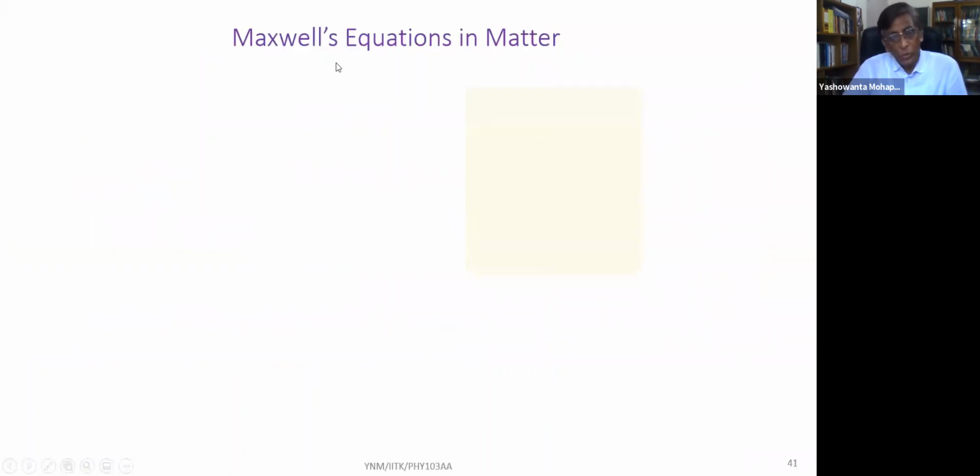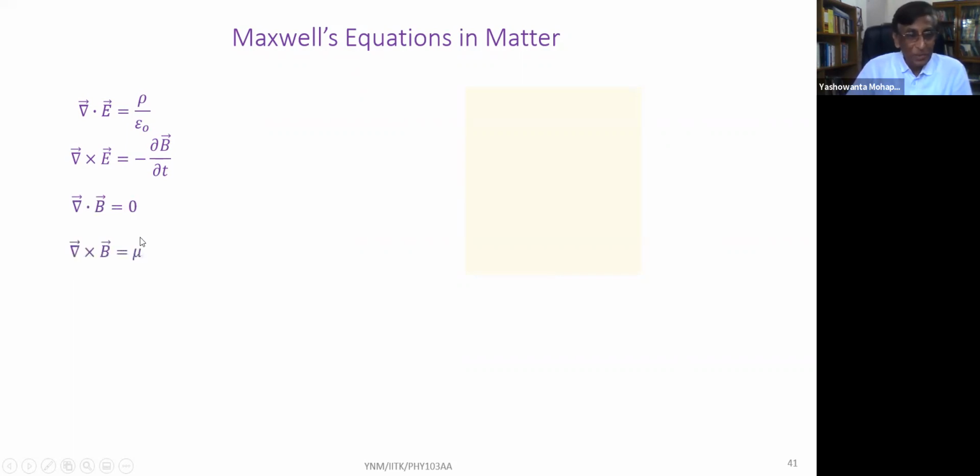So let's go to Maxwell's equations in matter. Del dot B is 0. This is our general set of Maxwell's equations. We'll keep writing them down every time, till it becomes a part of your bloodstream. All right, so this is the whole set now.